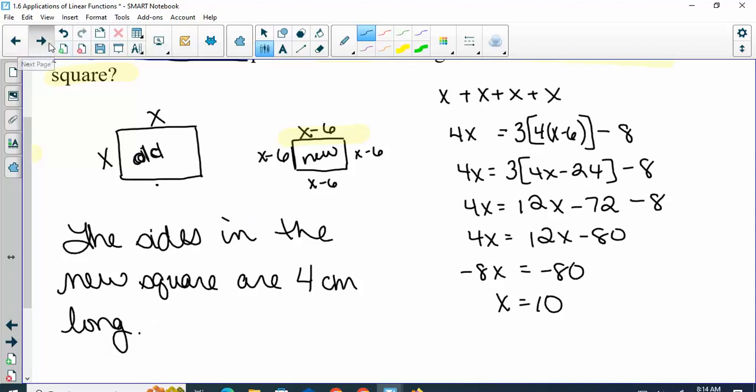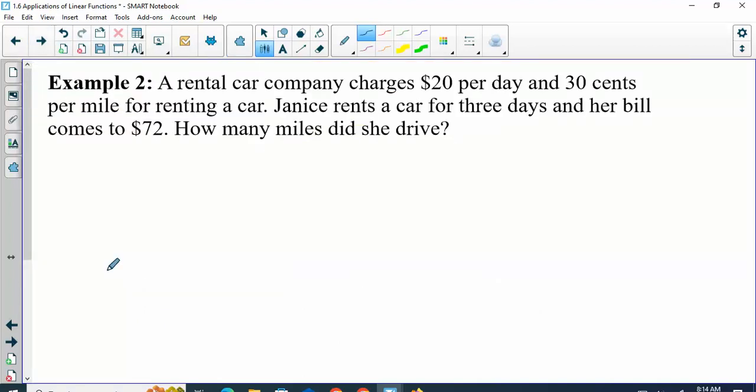Let's look at another problem. A rental car company charges $20 per day and 30 cents per mile for renting a car. Janice rents a car for 3 days and her bill comes to $72. How many miles did she drive?